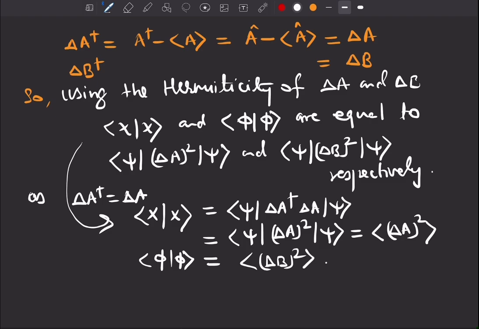Therefore equation 4 reduces to expectation of delta A whole square into expectation of delta B whole square is greater than or equal to modulus square expectation of delta A into delta B square. So this is equation number 5.